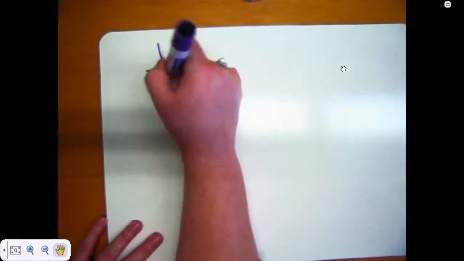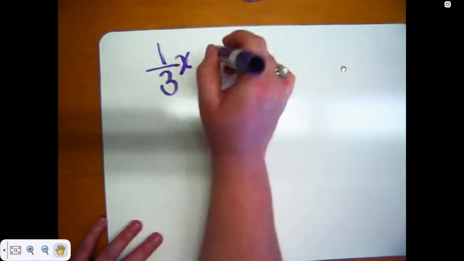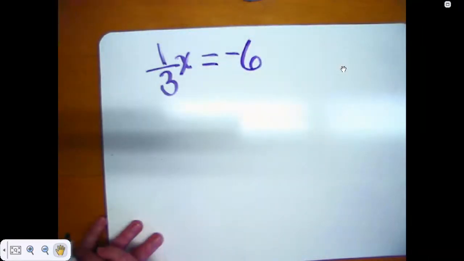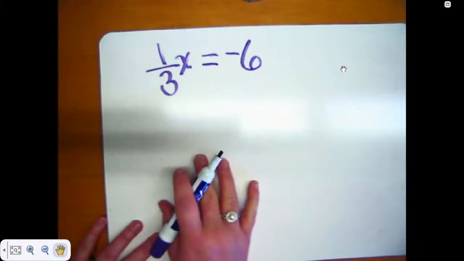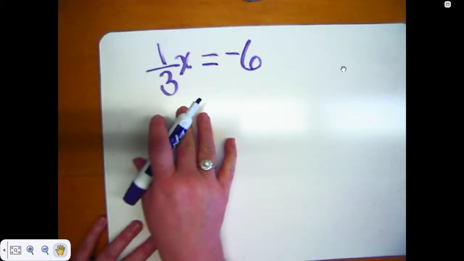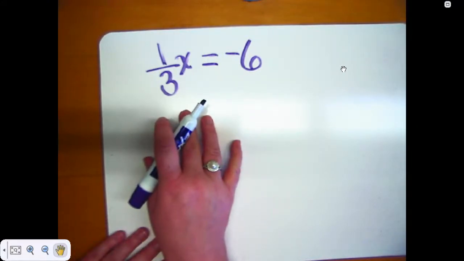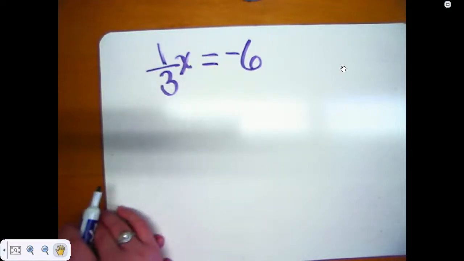Okay, let's take it a step further. What if there's fractions involved? What if you have 1/3 x is equal to negative 6? Well, we wouldn't have a whole cup here, would we? We would have 1/3 of a cup. So that's why we move on to numbers. This would be 1/3 of a cup to represent our x, and on the other side would be negative 6.